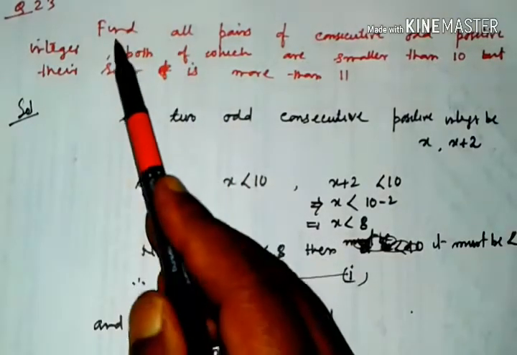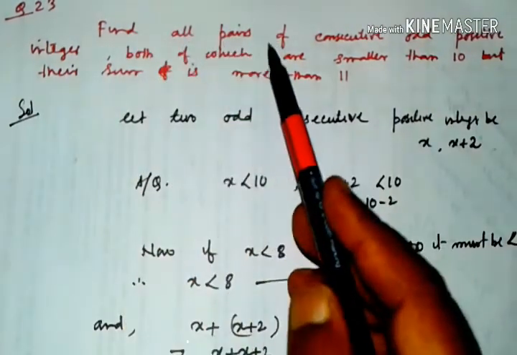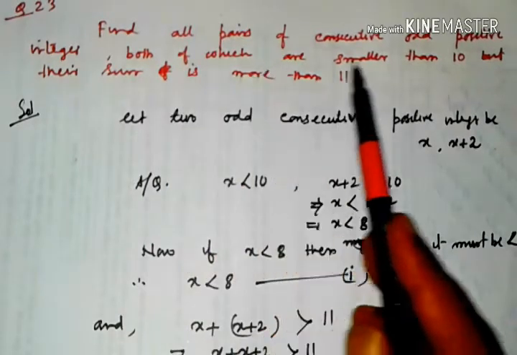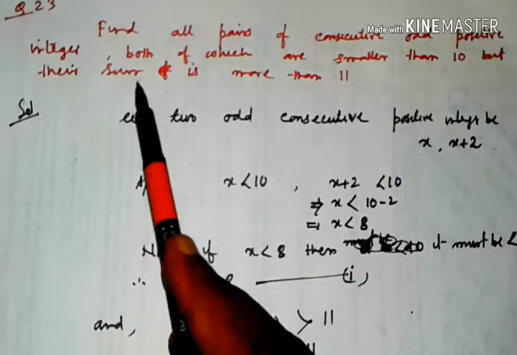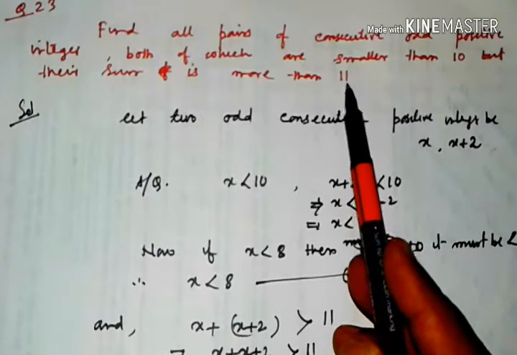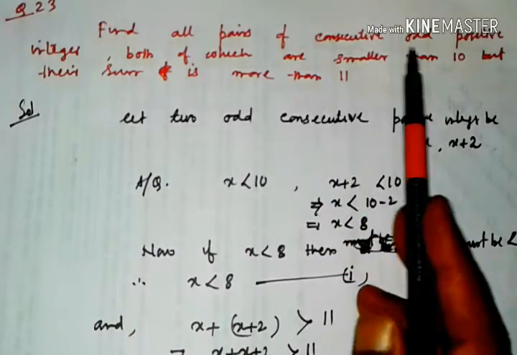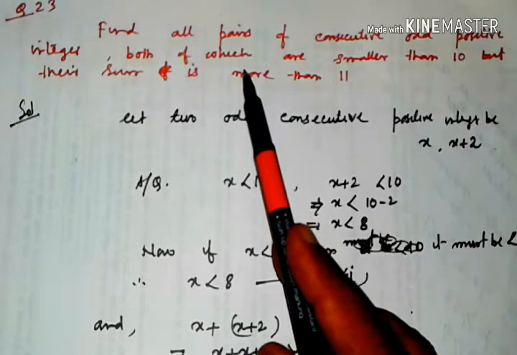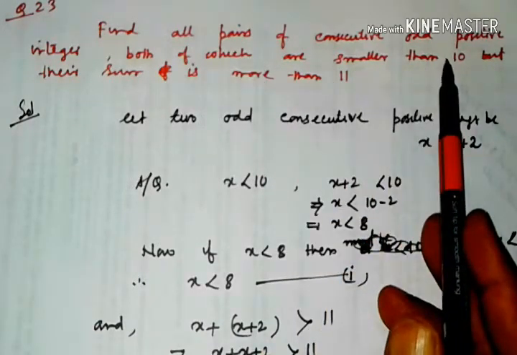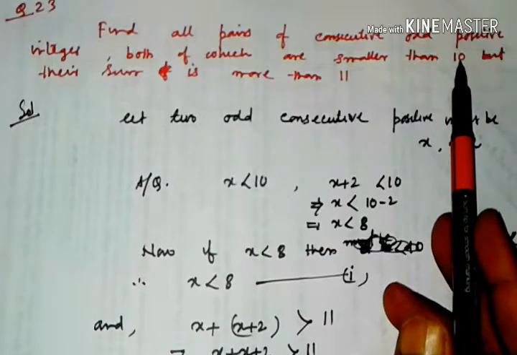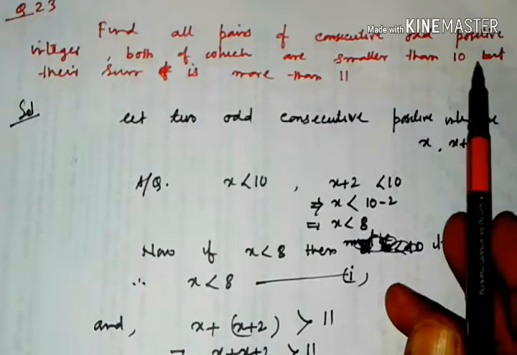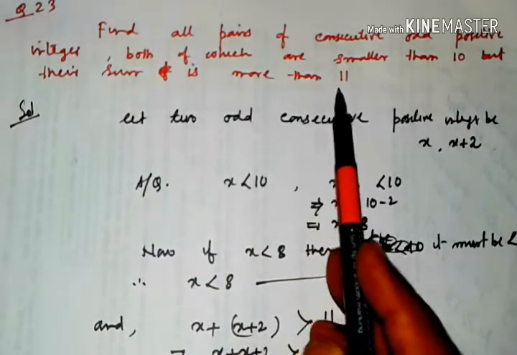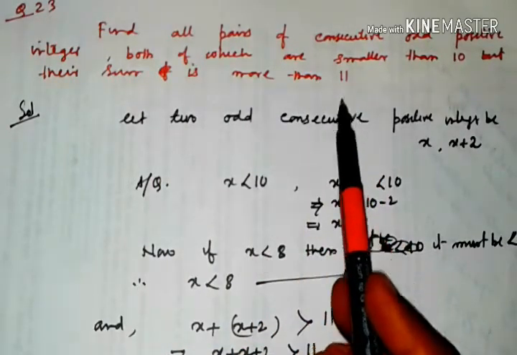Next problem is question number 23. Find all pairs of consecutive odd positive integers, both of which are smaller than 10, but their sum is more than 11. Two consecutive odd integers, each of them smaller than 10, but their sum is more than 11.